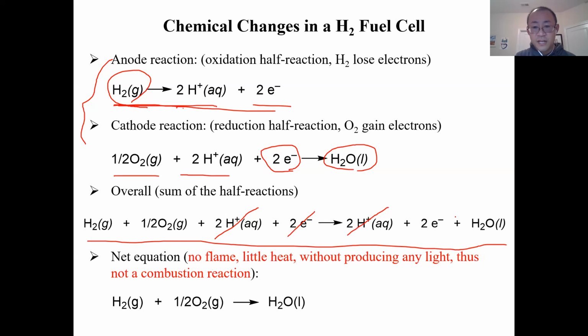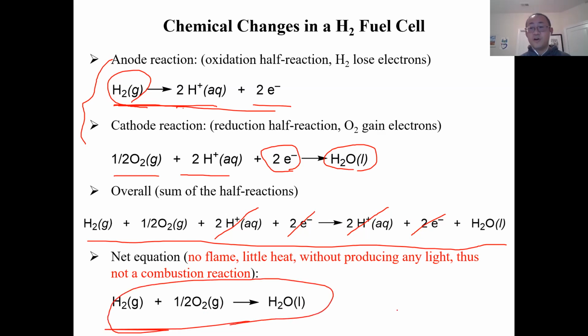We can cancel the electrons that are present on both sides of the arrow. What we got is the reaction of hydrogen and oxygen to produce water. Basically, it's the same reaction as if you were burning hydrogen gas.